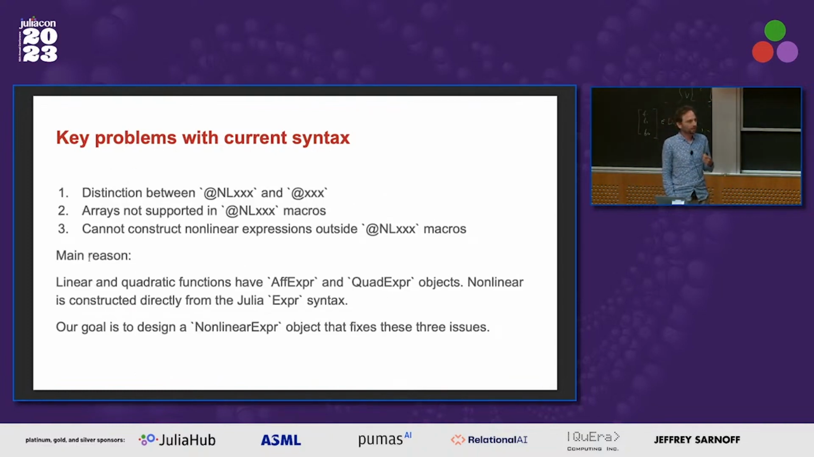The underlying reason why we had these problems is that JMP historically had an affine expression object, a quadratic expression object, and then all the other nonlinear stuff on the side. So you could never build nonlinear expressions as a first-class object in JMP. You couldn't build it in the REPL, you could only build it in these weird macros, and you couldn't manipulate them or extend them or do anything like that. So what we really needed is a new nonlinear expression object in JMP.